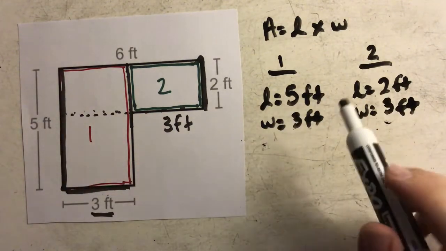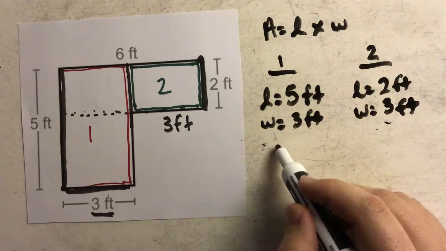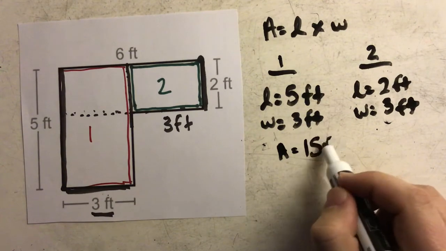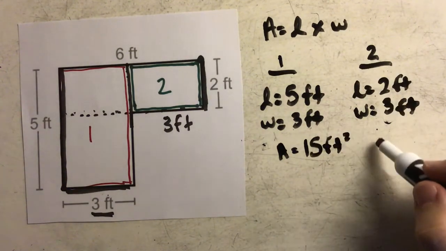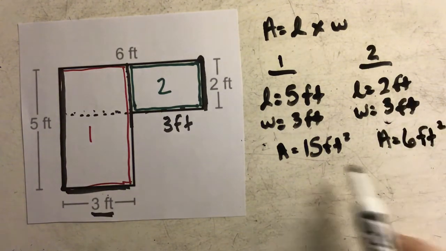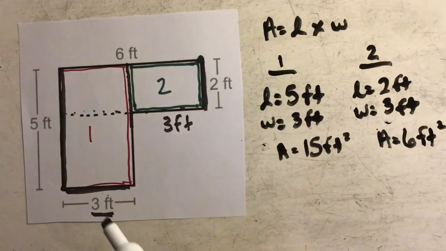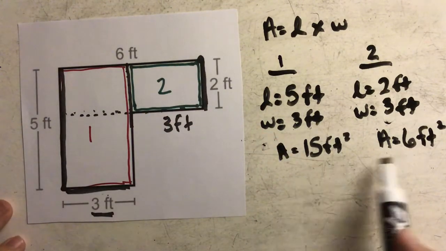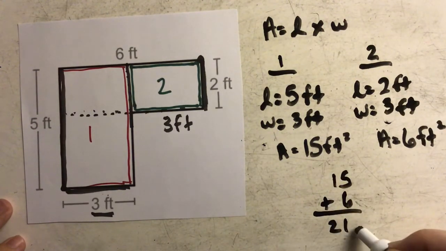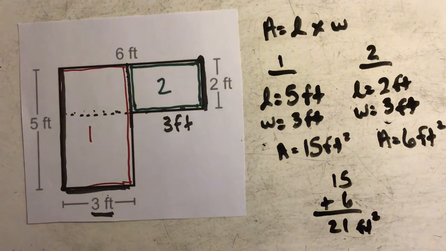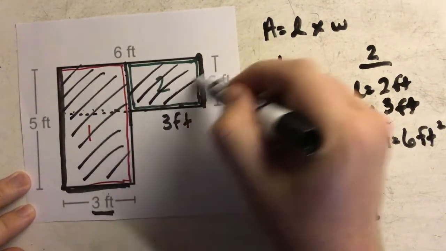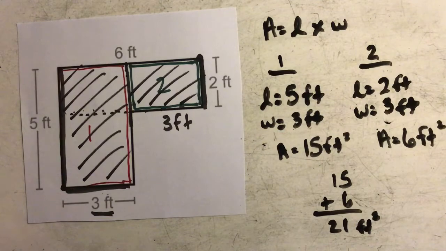And now I need to find the area of both. So I find the area by multiplying 5 times 3. The area for the first rectangle would be 15 feet squared. And the area for my second rectangle would be 2 times 3, which is 6 feet squared. And then to find the combined total area of both, I'm going to want to add these two together. So 15 plus 6 gives me 21 square feet. So the total area of this figure would be 21 square feet.